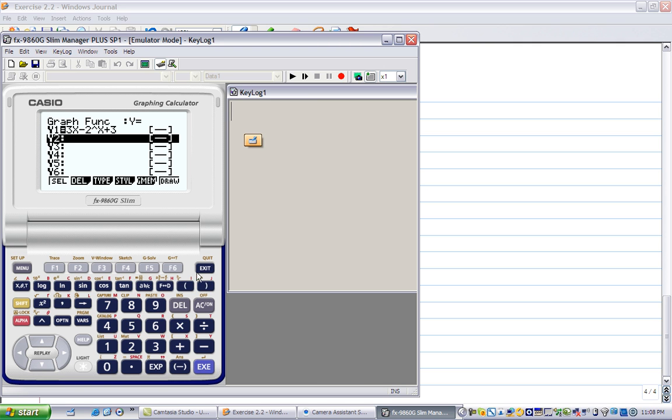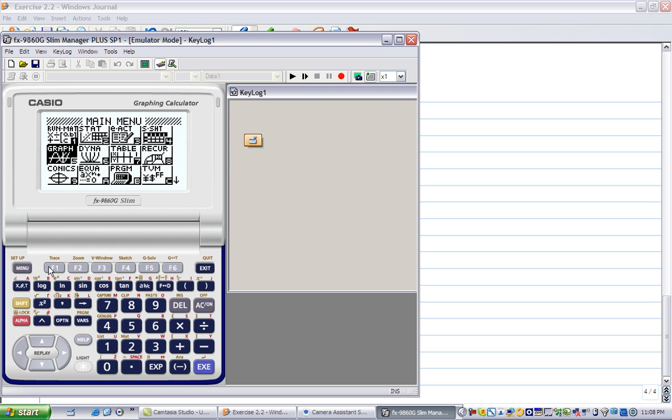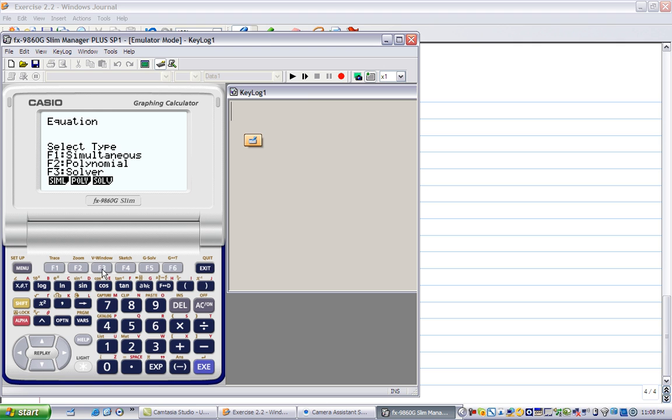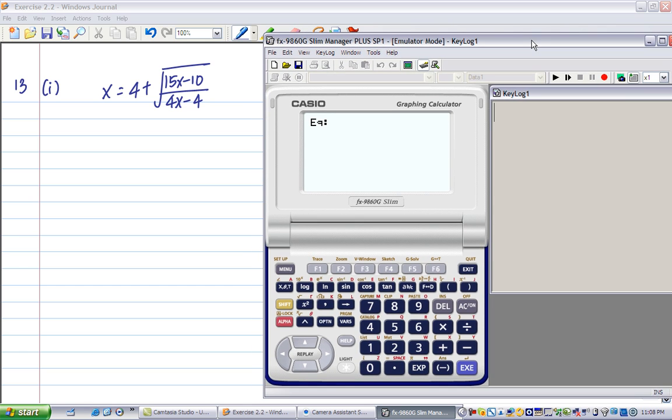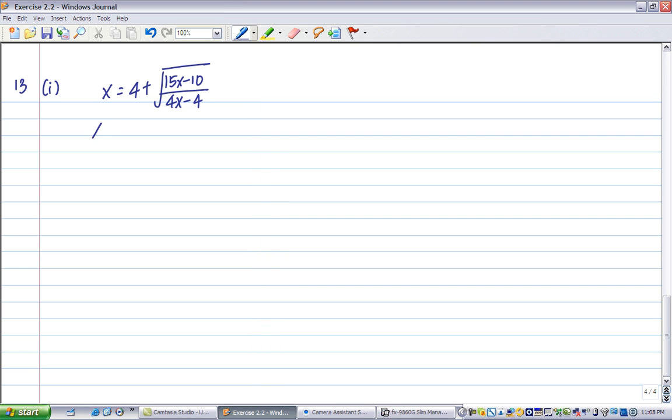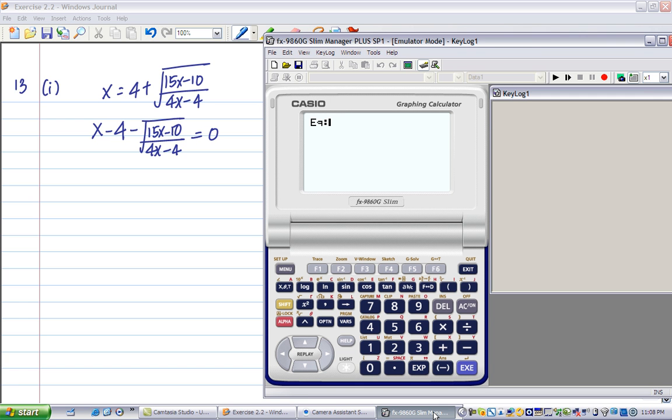Let's exit this first and go to menu. You can see that you go to equation solver over here. Press F3 to select solver. Now I need to key in my equation. The equation I need to solve is x minus 4 minus root 15x minus 10 over 4x minus 4 equals to 0. Now just key in this equation into the equation solver.